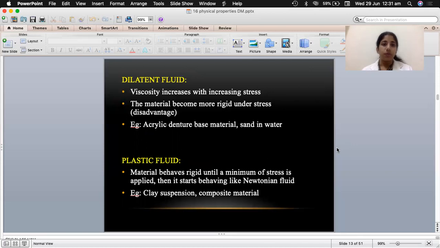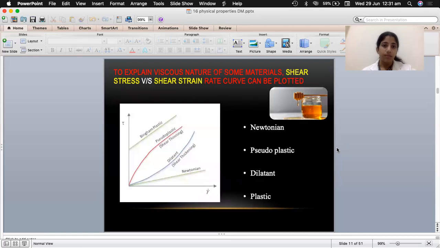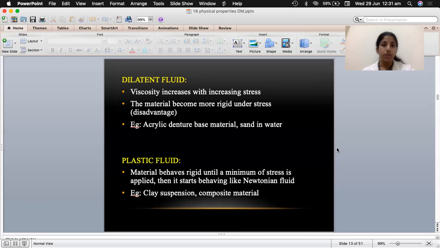Next is dilatant fluid, whose viscosity increases with increasing stress. The dilatant fluid is marked in the blue line. That is the property of dilatant fluid: viscosity increases with increasing stress. The material becomes more rigid under stress, which is a disadvantage of dilatant fluid. Examples are acrylic denture base material and sand with water. Acrylic denture base material is what we use in dentistry, so that is an example of dilatant fluid.